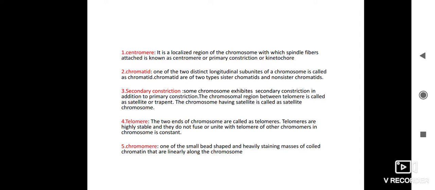Chromomere. One of the small bead-shaped and heavily staining masses of coiled chromatin that are arranged linearly along the chromosome.